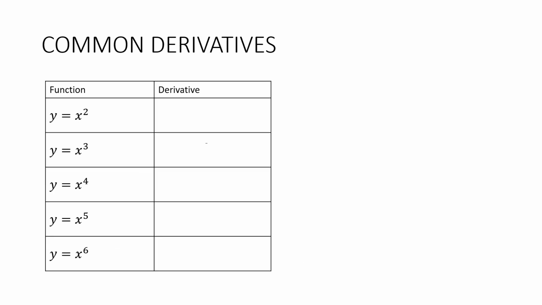Now it is quite onerous to differentiate through first principles, so I'm going to show you some common derivatives and then show you a shortcut. So if we've got y is equal to x squared, then the derivative is 2x. For x cubed, the derivative is 3x squared. For x to the power of 4, it is 4x cubed, and I'm sure you can see the pattern. X to the power of 5, the derivative is 5x to the power of 4, and for x to the power of 6, it is 6x to the power of 5.